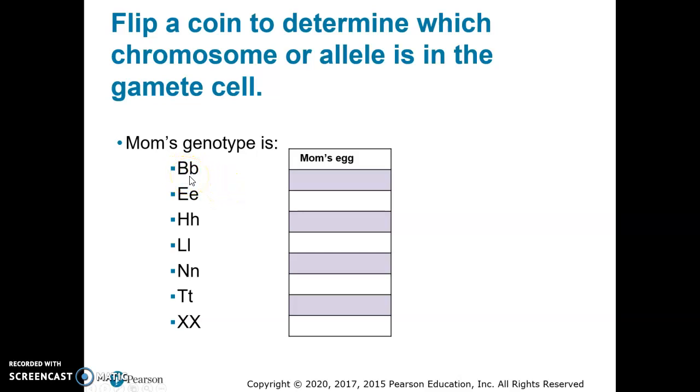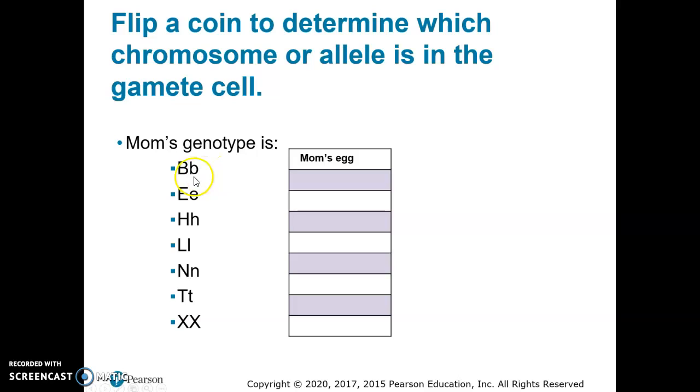So take a coin, and heads will be the capital letters, tails will be the lowercase letters. Flip the coin and see: does mom's gamete get the big B? Does mom's gamete get the little b? If it comes up heads, then put a big B in your box under mom's egg, indicating that that's what the egg got.